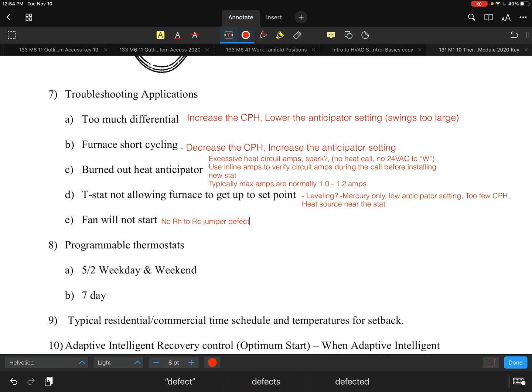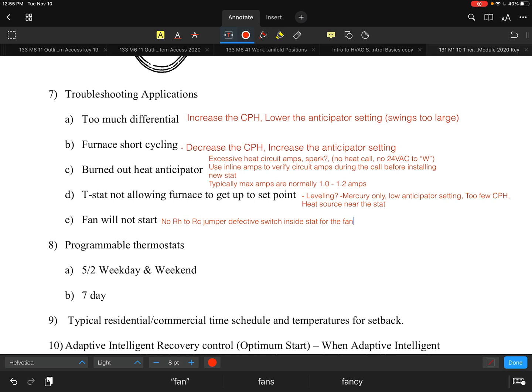Certainly, it could obviously be a defective switch in the thermostat. That would be another thing I would check. That defective switch, I would say, inside the stat. And this has happened a few times. This is probably actually quite a common problem where the fan doesn't want to run. The cooling's running, but no fan.